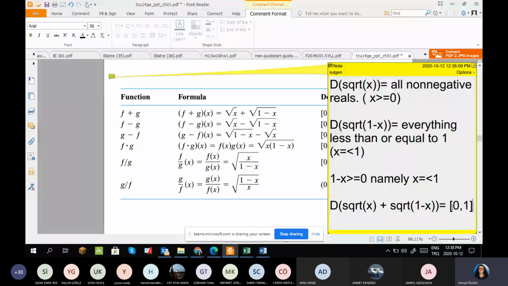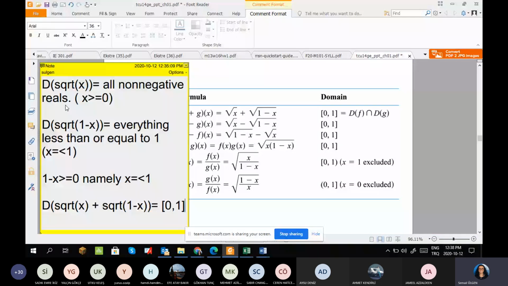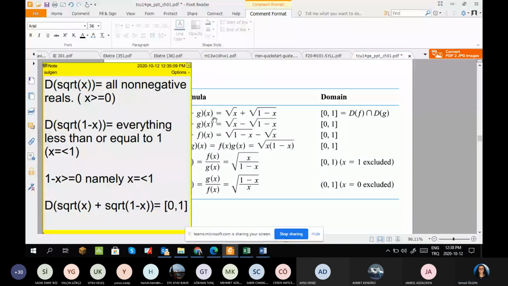So the difficulty here, when you have two functions in the picture, is that the domains are not the same anymore. The new function that you get has a domain that is the intersection of the domains. So you have to be careful. In the subtraction as well, it's going to be the same, 0 to 1. In the product of the two, you just take the intersection of the two.